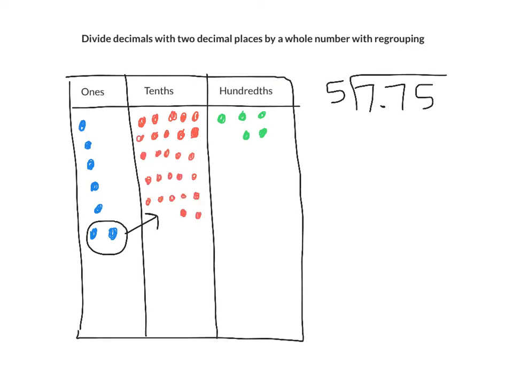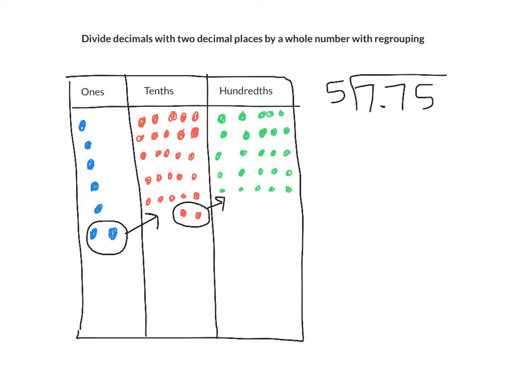When we regroup our 2 ones into our 10th place, we would be adding 20 tenths to the 7 tenths that we already have, which means that we would have 27 tenths total. We would then take our 27 tenths and divide that into 5 equal groups. When we divide our tenths into 5 equal groups, we would have 2 tenths left over, and the rest of the groups would each be equal to 5 tenths. We would then have to take our 2/10 and regroup that into our hundredths place.